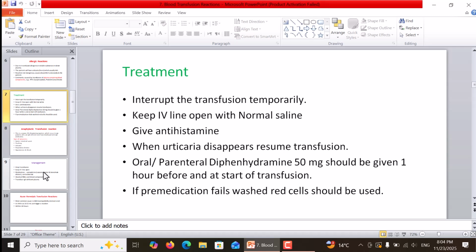How will we treat such a reaction? First, we should interrupt the transfusion temporarily. It means not permanently. Keep the IV line open with normal saline. We will give antihistamine because it's an allergic reaction. When urticaria disappears, we will resume the transfusion again. We will give oral or parenteral diphenhydramine, 50 milligrams, which should be given 1 hour before and at the start of transfusion. If pre-medication fails, washed red cells should be used.